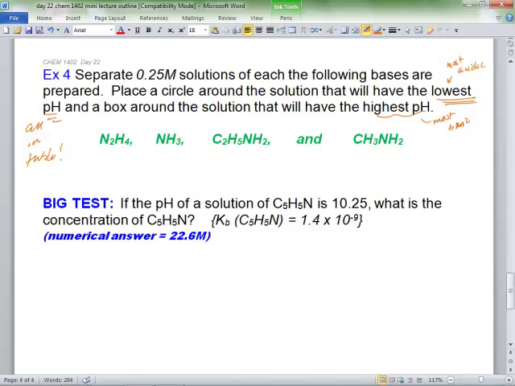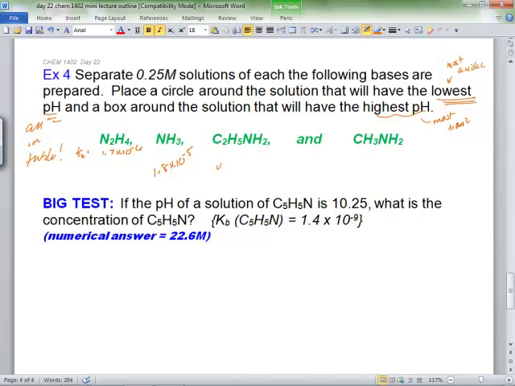I'm too lazy to go back and look at my table. Let's ask Israel what these numbers are going to be. What KB do I put under these? For the N2H4. 1.7 times 10 to the negative 6. And the next one? 1.8 times 10 to the negative 5. Okay, thank you. And you can keep going.